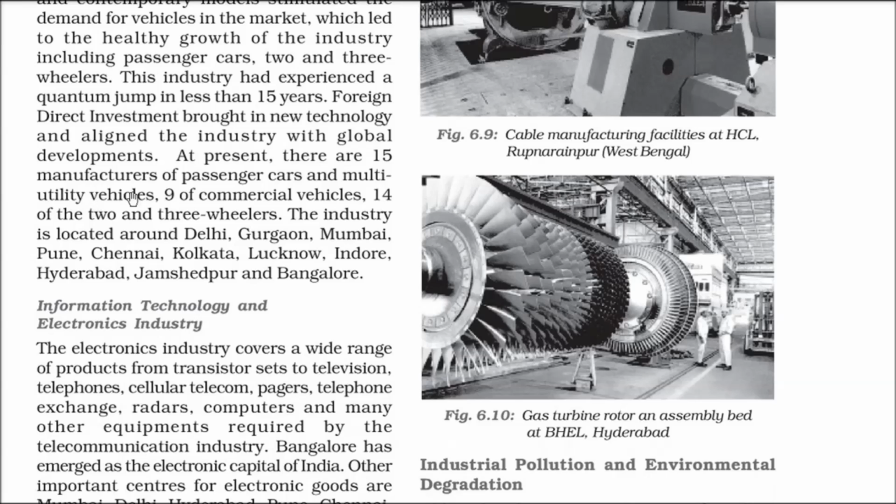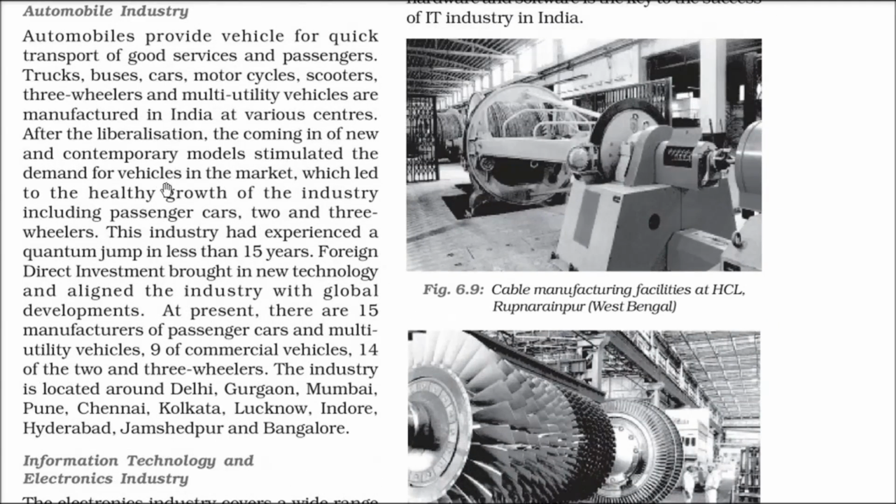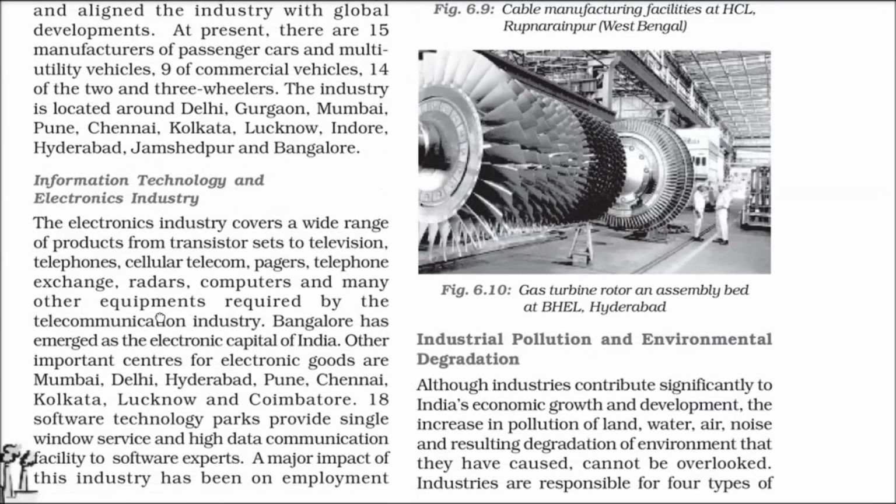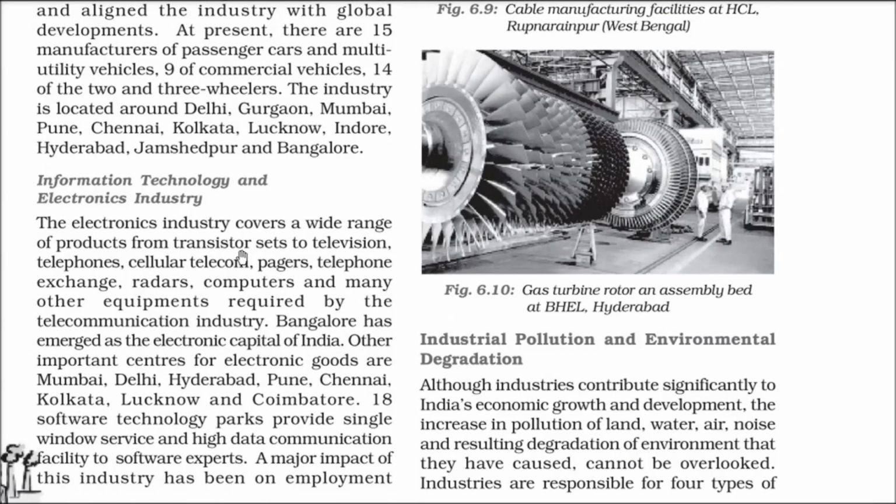And there are 15 manufacturers of passenger cars, multi-utility vehicles, and for commercial vehicles, 9 are there. 14 for 2 and 3 wheelers. And these industries are located mainly in Delhi, Gurgaon, Mumbai, Pune, Chennai, Kolkata, Lucknow, Indore, Hyderabad, Jamshedpur and Bangalore. Then the information industry and electronic industry.